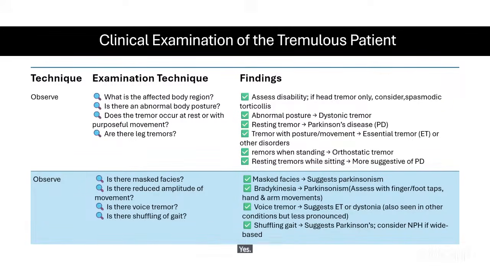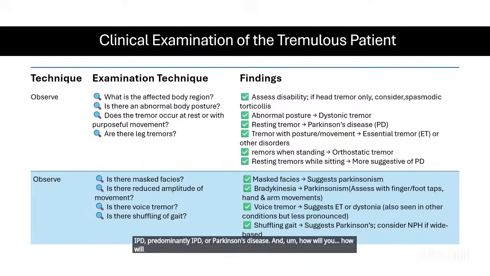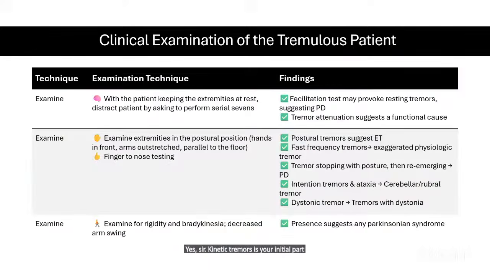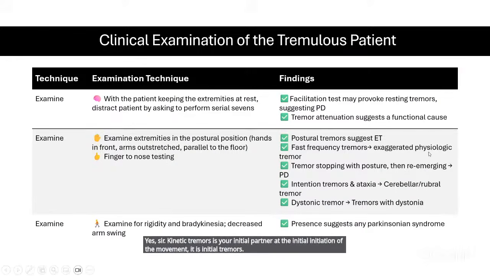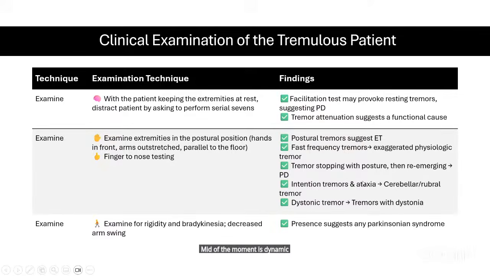How will you evaluate kinetic tremor? Kinetic tremor: at the initiation of the movement it is initial tremor, in the middle of the movement it is dynamic tremor, and at the end of the movement it is essential tremor.